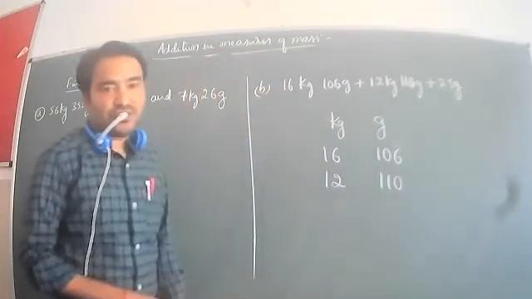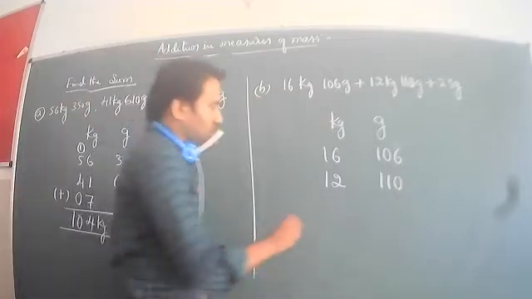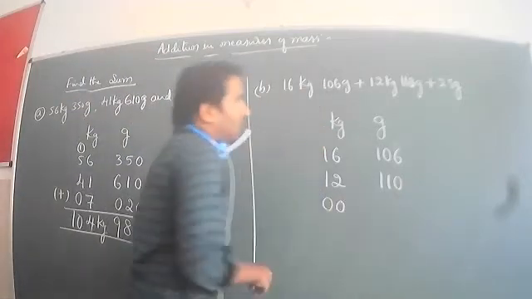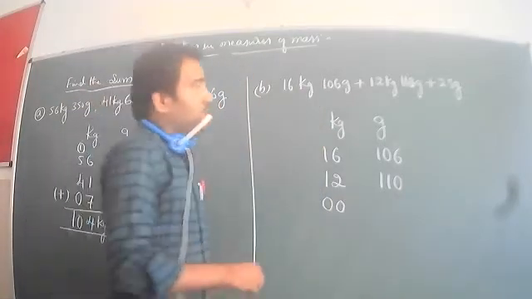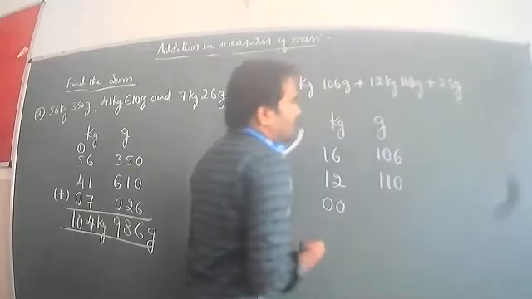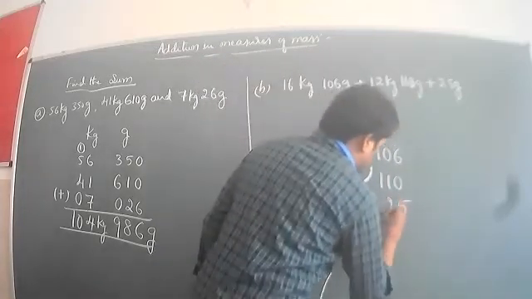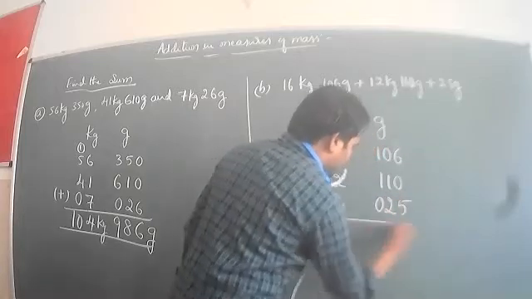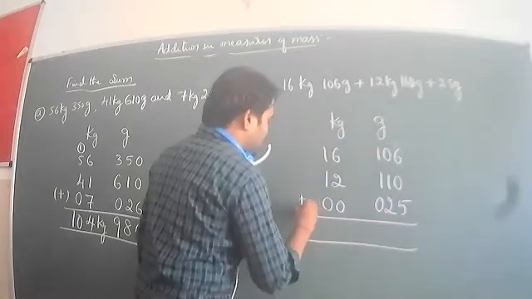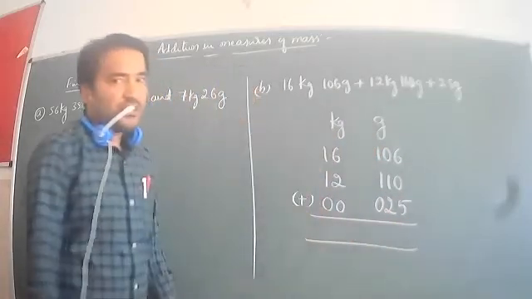Here kg is not there. What should we write? We write 00 kg. And then gram, how much? 25 gram. It is a two digit number, so first we write ones place 5, tens place 2, and hundreds place will be 0. Fill it in this way. So now we have arranged it column wise.